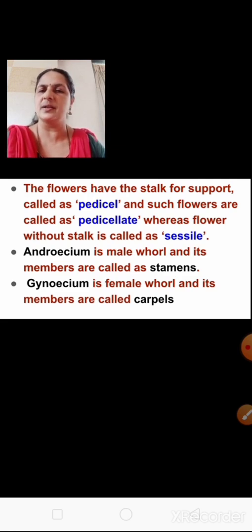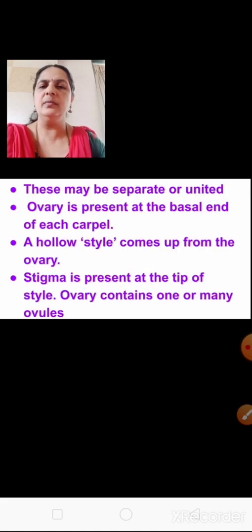Their members are called stamens. And the gynoecium is the female part, and its members are called carpels. So in case they ask you about carpels or stamens, you should understand that stamens are the members of the androecium, and the members of the gynoecium are called carpels. That is style, stigma, and ovary. They belong under the gynoecium.